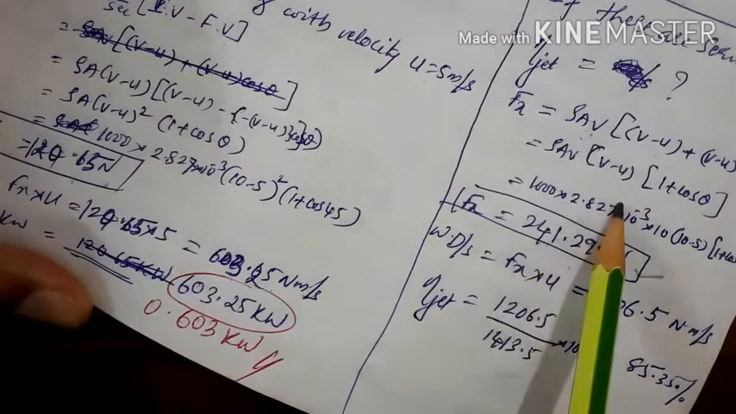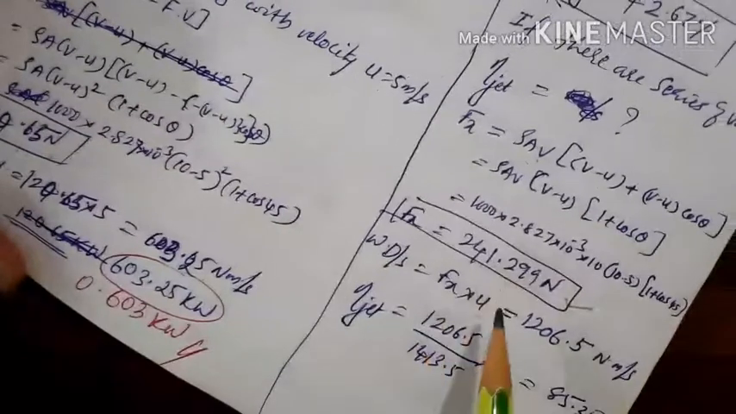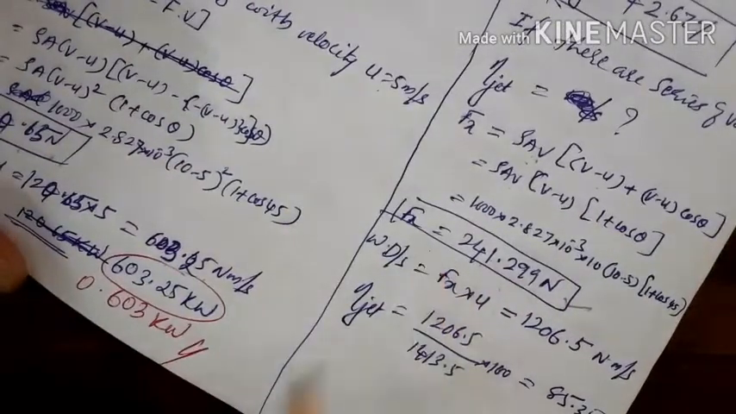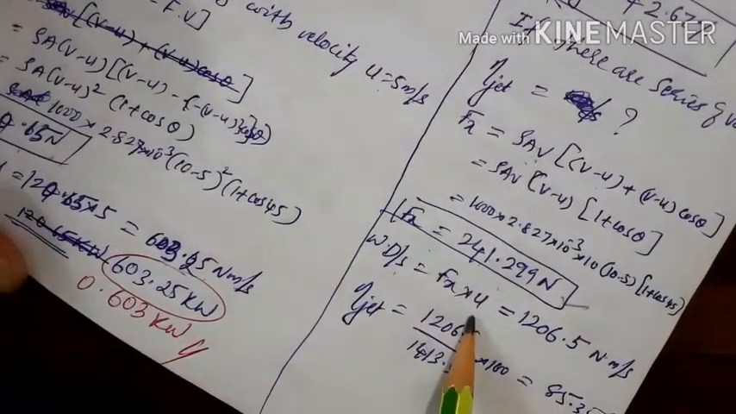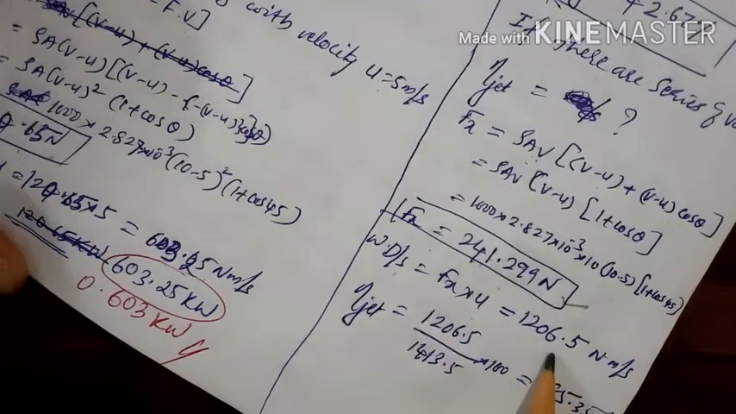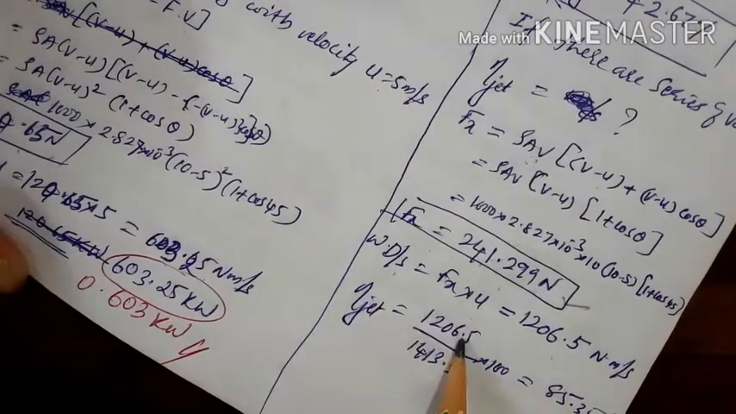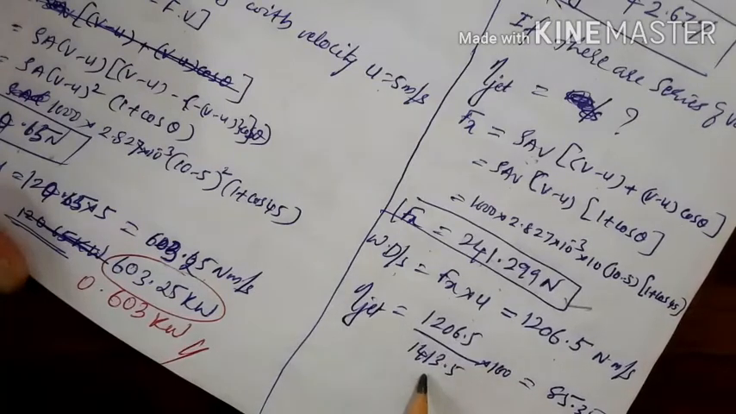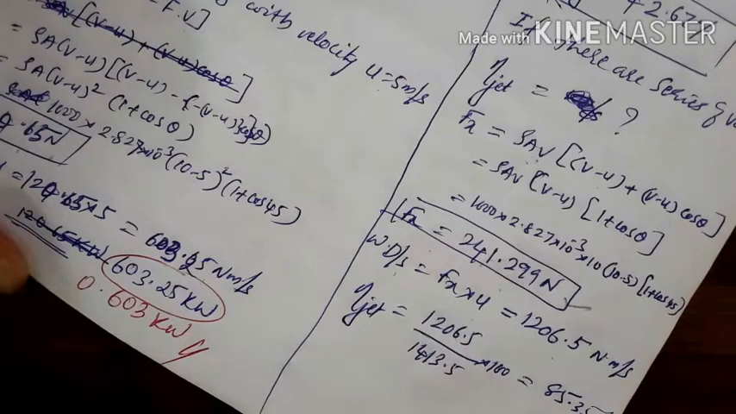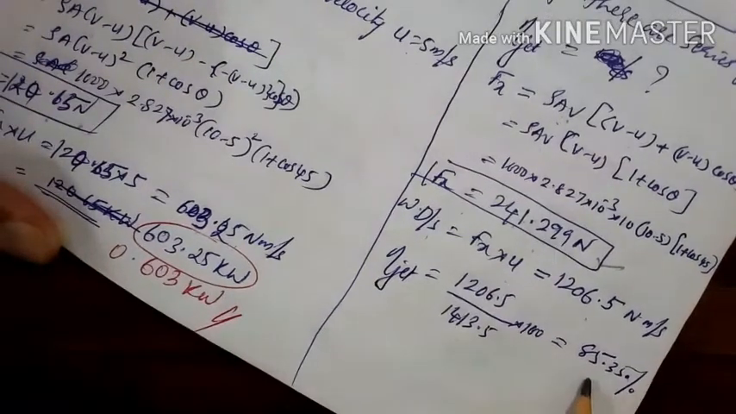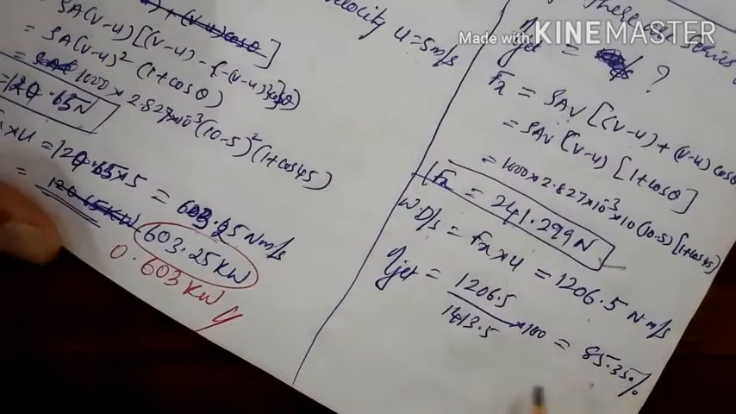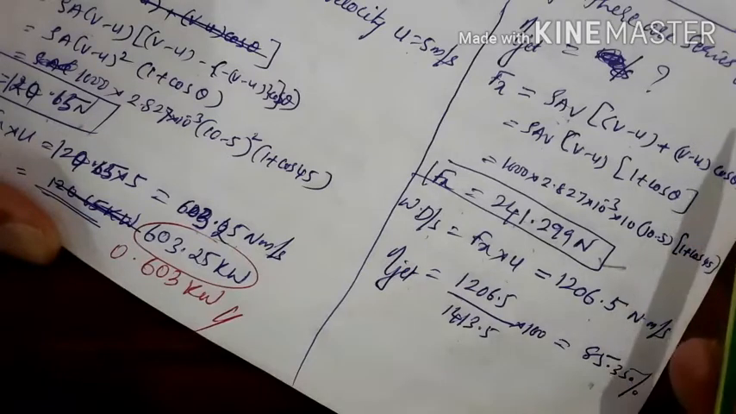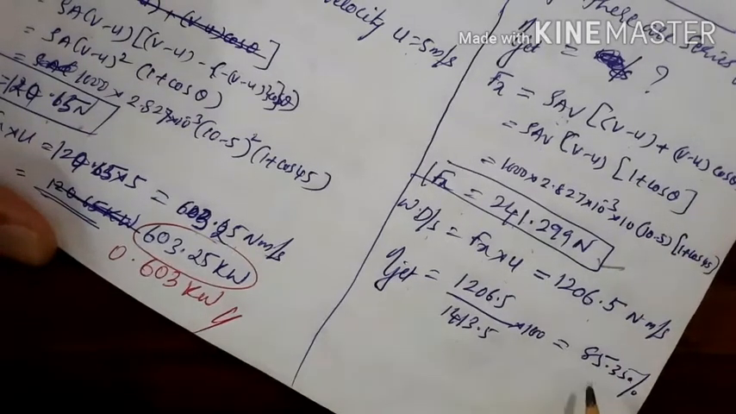Then substitute all the values given. Then we get the force in the x direction. Then calculate work done per second, again Fx into u. Then this much is the work done per second. Then the efficiency of the jet, output by input, that is work done per second divided by kinetic energy per second. The kinetic energy is already calculated. This is the change, that is the work done per second for a series of vanes. Then finally the efficiency we got is 85.35%. Compared to the single vane, this efficiency is more.